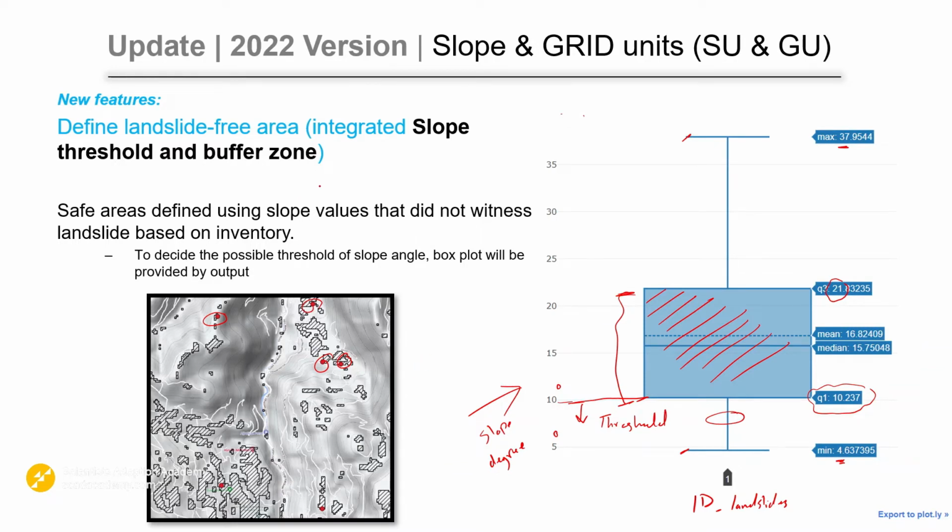So in the integrated approach, we will try to be firstly far from the landslide locations within a specific buffer, and then also try to avoid the most active slope values, or slope areas within 10 and more. So from here to here, this will be active and avoided, and from here to here, this will be safe.